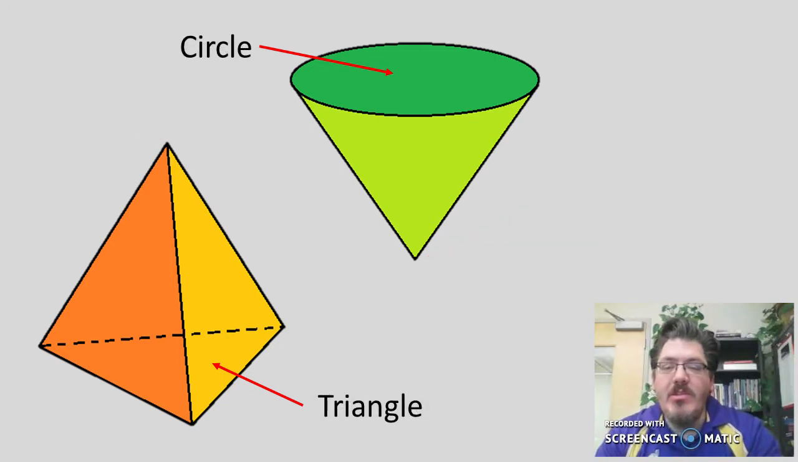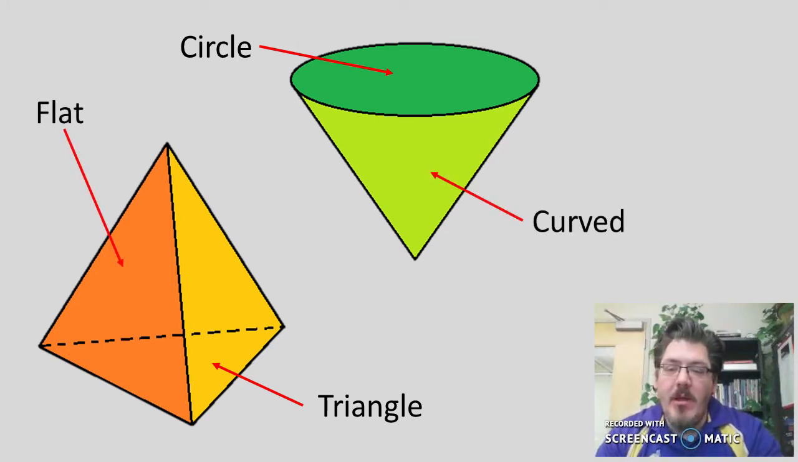The cone has a circular base, whereas the pyramid has a triangular base. The side of the cone is curved, and the sides of the pyramid are flat. Your child might also notice that the sides of the pyramid are triangles. Cones and pyramids are treated very similarly and have a similar appearance, but the differences in the bases give them each some unique characteristics.